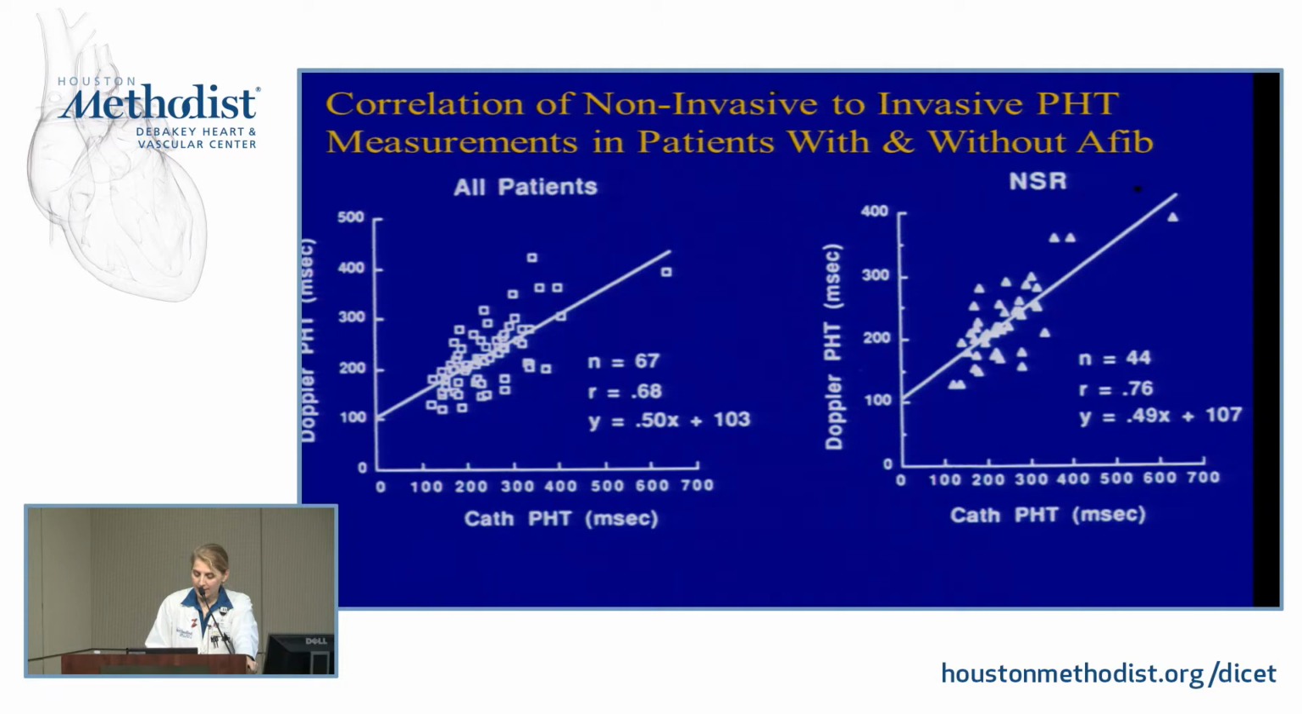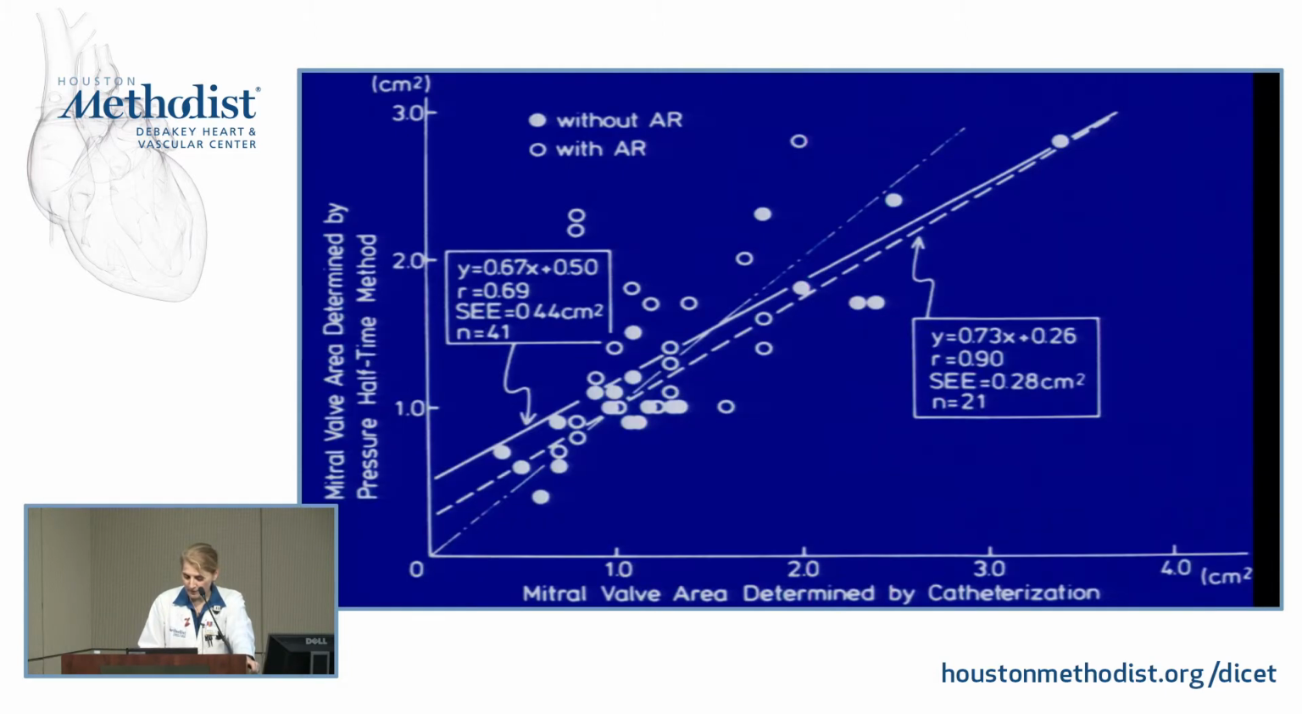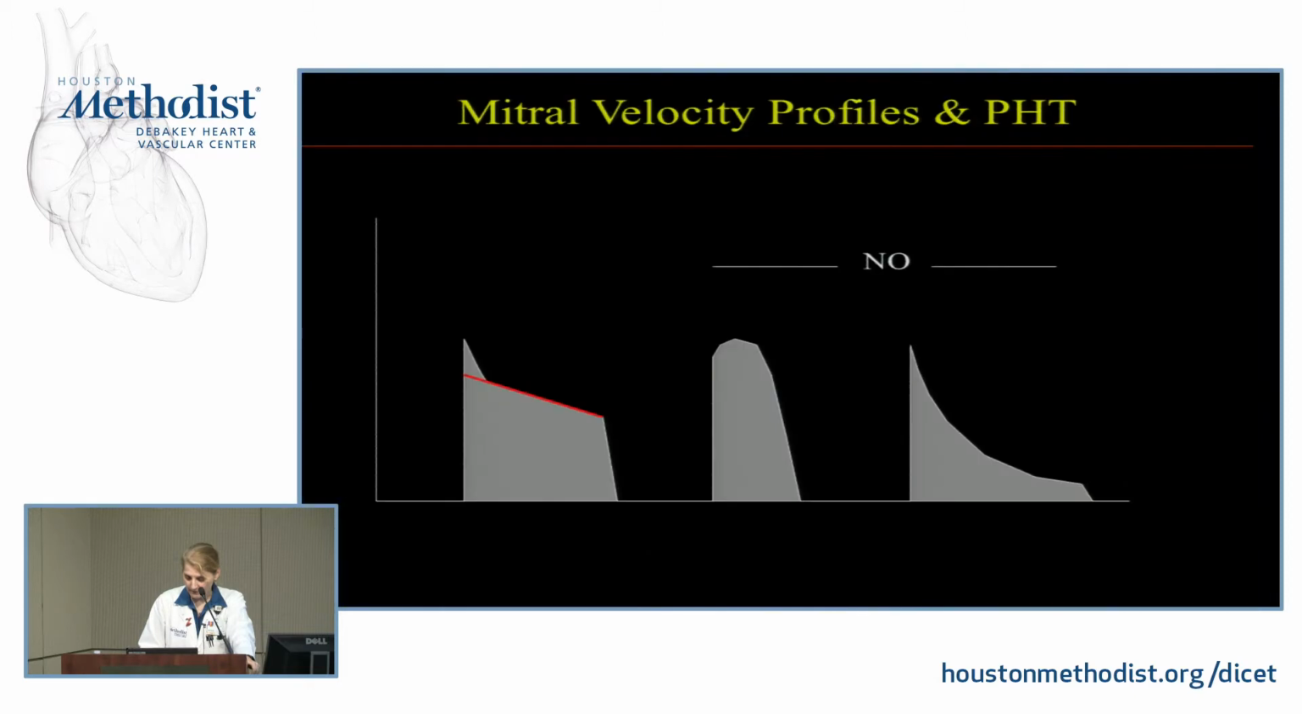So this slide real quickly is just showing you all patients and patients in normal sinus rhythm, looking at non-invasive versus invasively determined pressure half-time. And you can see that the correlation is much nicer if you exclude all of those patients who are in atrial fibrillation. I'm going to skip through this because we've got to get to Dr. Nabi's presentation. So this is just looking at the different mitral velocity profiles and pressure half-time contours.